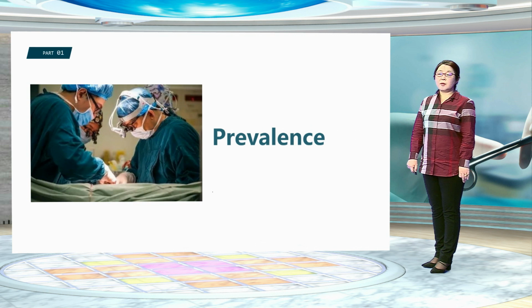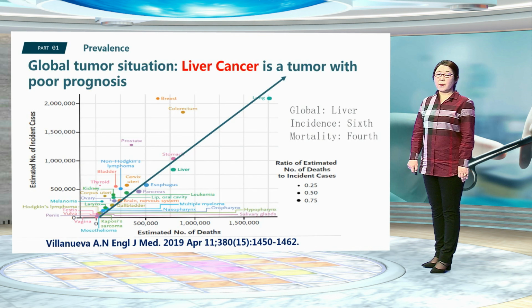Then we talk about prevalence of malignant liver tumor. This is the latest data from the famous magazine called New England Journal of Medicine. In the year 2019, as estimated, about 750,000 new cases of hepatic tumor are diagnosed annually.